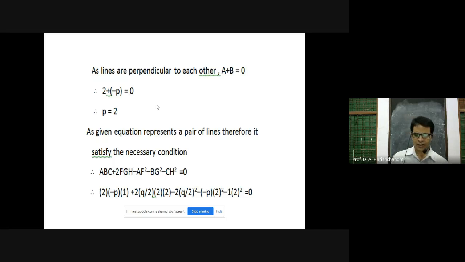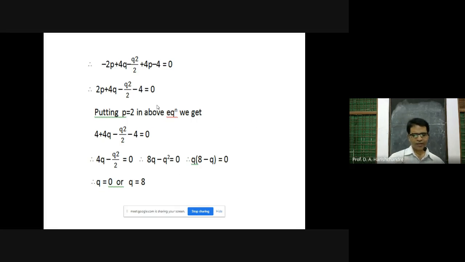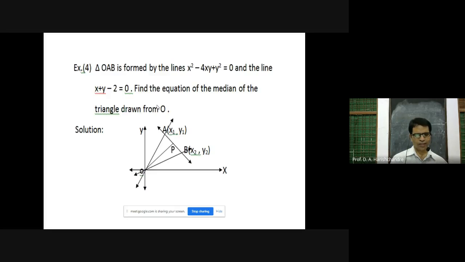So you can use the condition abc plus twice fgh minus af square minus bg square minus ch square is equal to 0. Again in that, replace the values of abc, fgh and solve it, so that you are getting the value of q. Okay, the final equation in the form of q will become 8q minus q square is equal to 0. From that you can take q to be common. Okay, the remaining steps you can verify yourself. Okay, and then you are getting q into bracket 8 minus q is equal to 0. So q is equal to 0 or q is equal to 8. These are the two possible values.